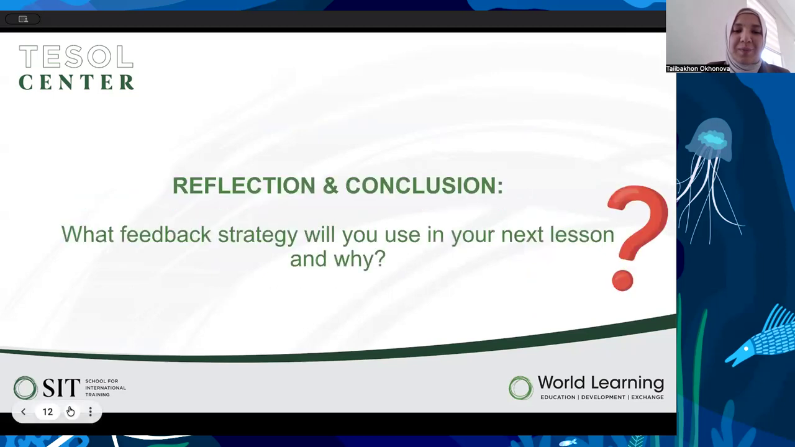Can we move to the next? Yeah, here is reflection and conclusion. What feedback strategy will you use in your next lesson and why? Today we discussed what feedback is and why it is important and how we can make it more effective by keeping it clear, specific, and supportive. We also practiced using a simple structure: positive, correction, and suggestion. I hope that these strategies from this session will be useful in your classes.